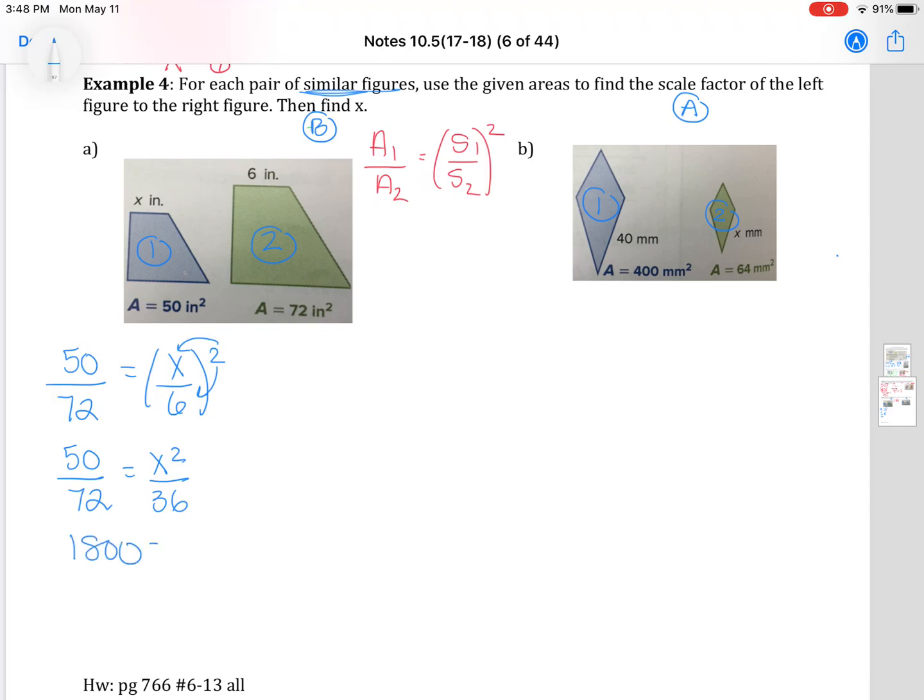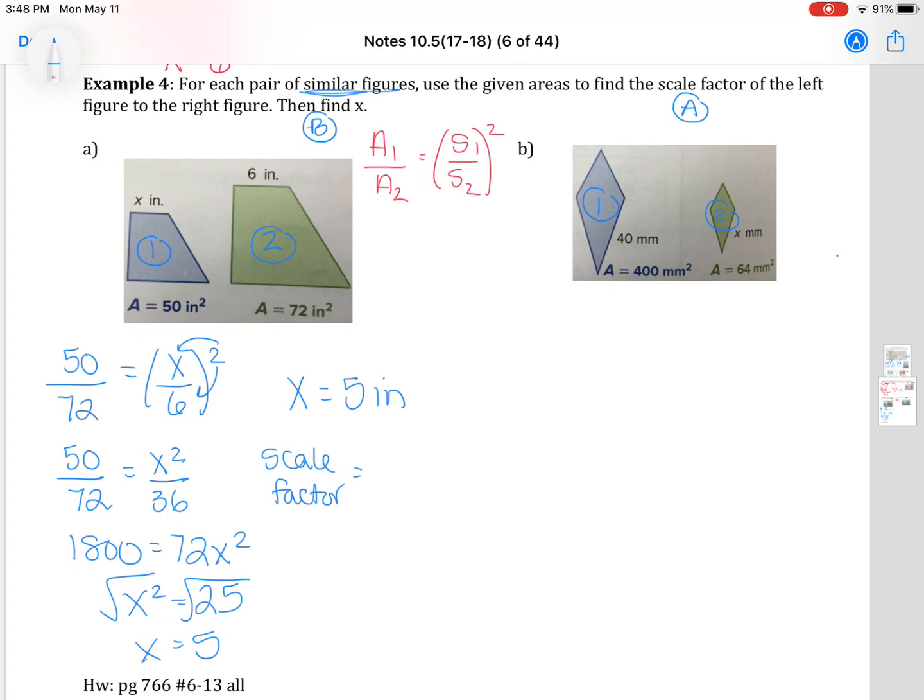When we cross multiply, we get 1800 equals 72x squared. When we divide by 72, we get 25. And when we take the square root, we end up with 5. So we want x and we want the scale factor. So x we found out. And we're in inches, so we have 5 inches. Scale factor would then be side 1 over side 2, which would be 5 over 6. And that is already reduced. So nothing else can be done there.